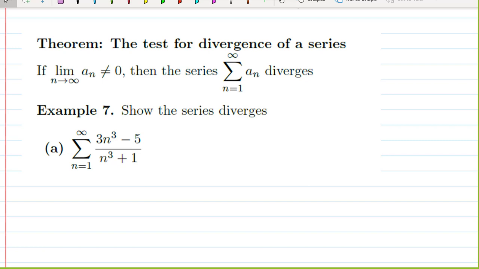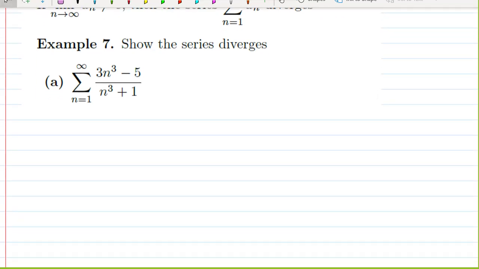This tells us if a series diverges only. If the limit as n goes to infinity of a_n equals 0, this test doesn't tell us anything. It could converge or it could diverge, but it doesn't tell us anything. It only tests for divergence. All right, so let's go ahead and do an example.